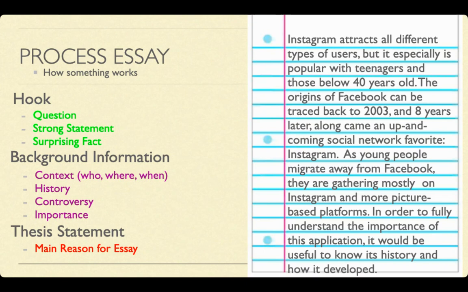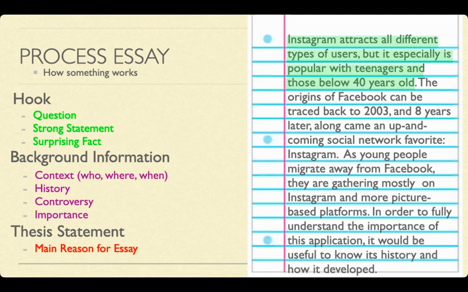Instagram attracts all different types of users, but it especially is popular with teenagers and those below 40 years. The origins of Facebook can be traced back to 2003, and 8 years later, along came an up and coming social network favorite, Instagram. As young people migrate away from Facebook, they're gathering mostly on Instagram and more picture based platforms. In order to fully understand the importance of this application, it would be useful to know its history and how it developed. The hook in this introduction paragraph is here.